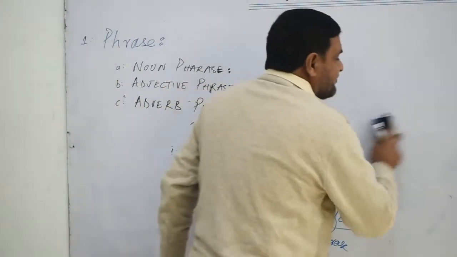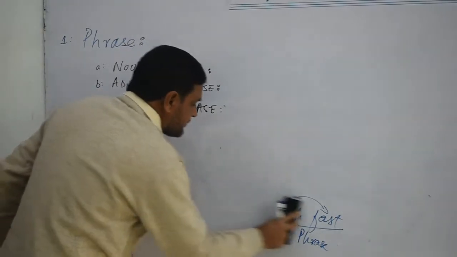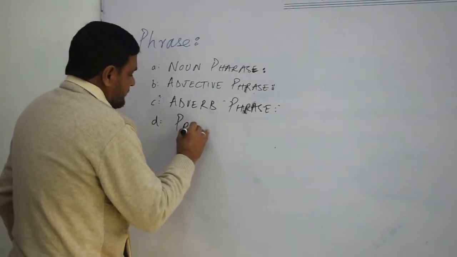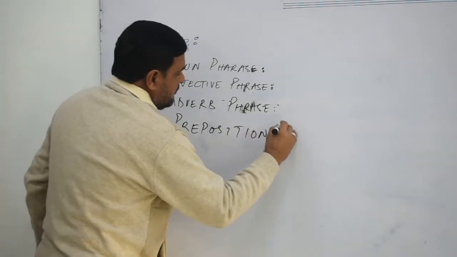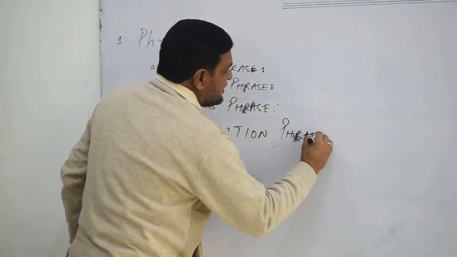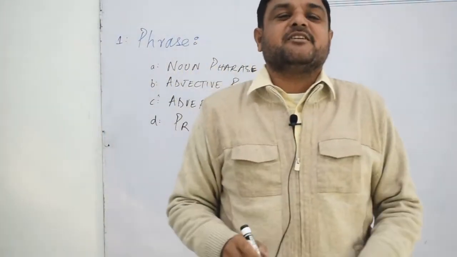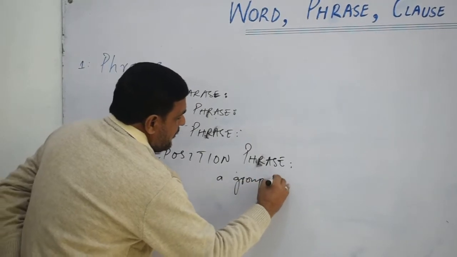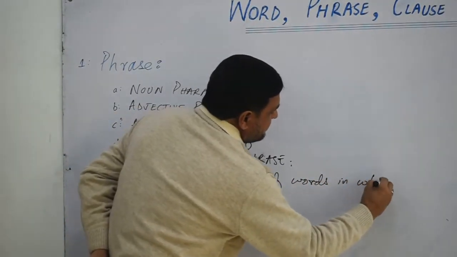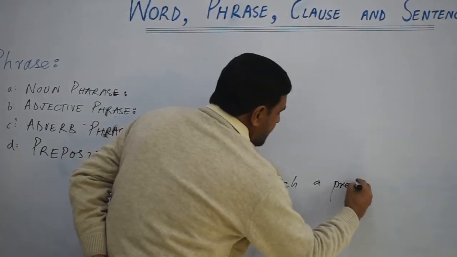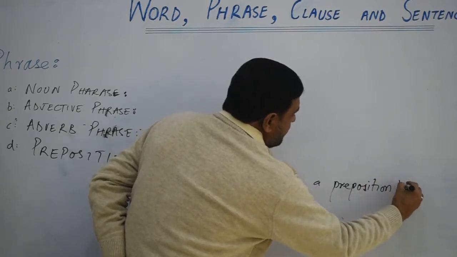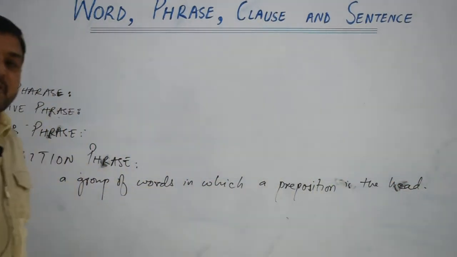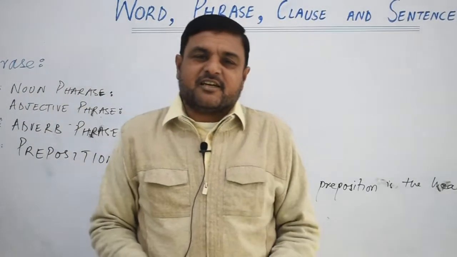Let me now talk about the next type of phrase. And what is it? It is a preposition phrase. Let me discuss with you a preposition phrase. Preposition phrase is relatively easy to understand. So what is a preposition phrase? The same definition: a group of words in which a preposition is the head. A simple one. But let's make it further easier. Let's make it simpler.